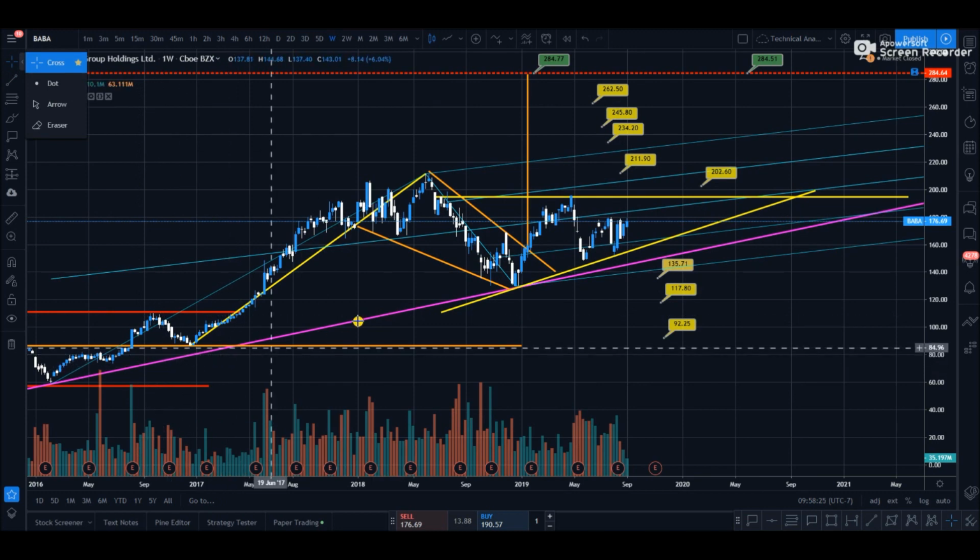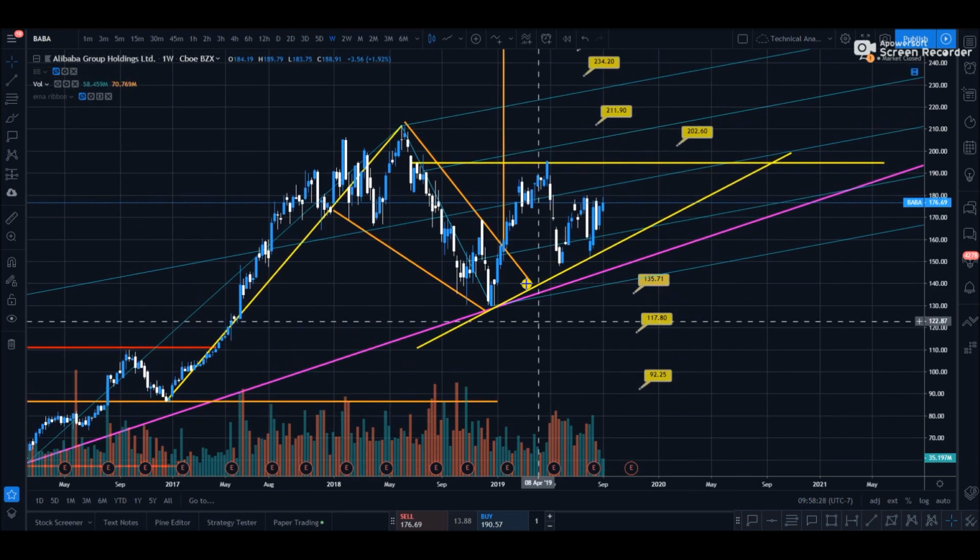So as long as we hold this pink support line, I would say we're in a very good momentum into the uptrend.